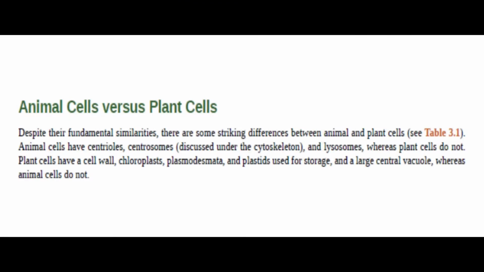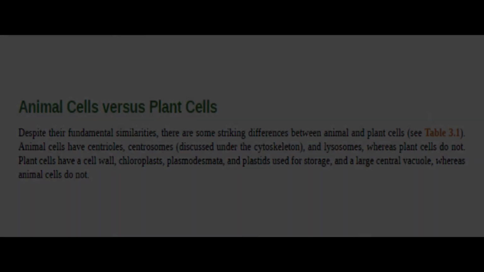Animal cells have centrioles, centrosomes discussed under cytoskeleton, and lysosomes, whereas plant cells do not. Plant cells have a cell wall, chloroplasts, plasmodesmata, and plastids used for storage, and a large central vacuole, whereas animal cells do not.